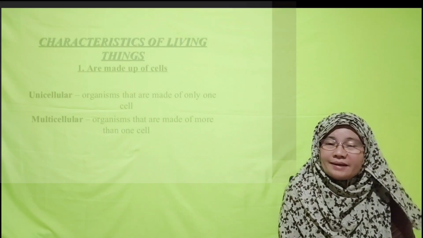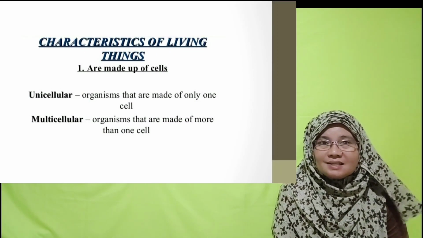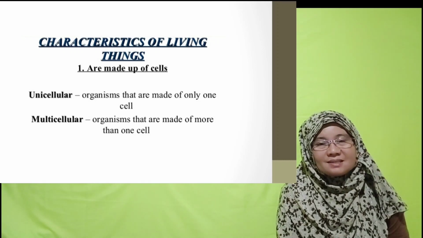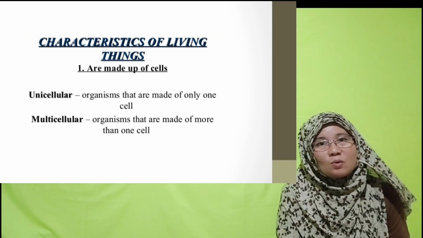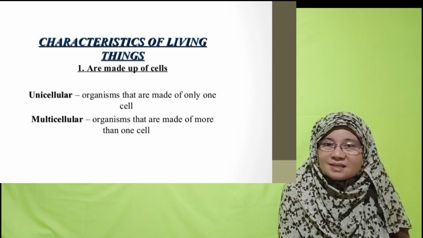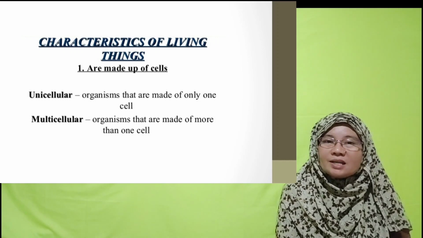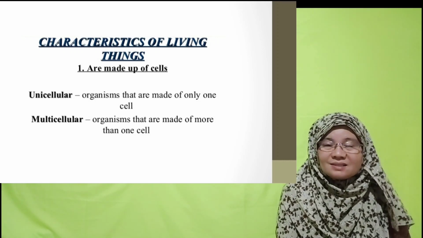Our lesson for today is about characteristics of living things. One characteristic of living things is that they are made up of cells. Unicellular organisms, from the term uni meaning one, are organisms that are made up of only one cell. And multicellular organisms are made up of more than one cell.